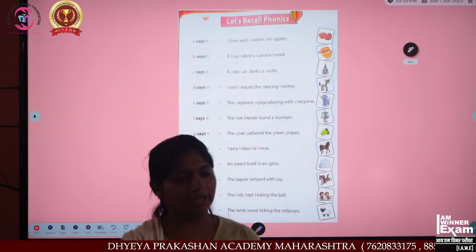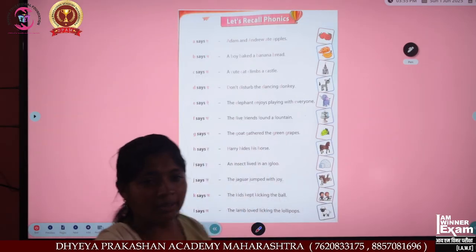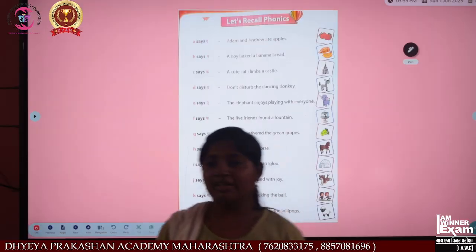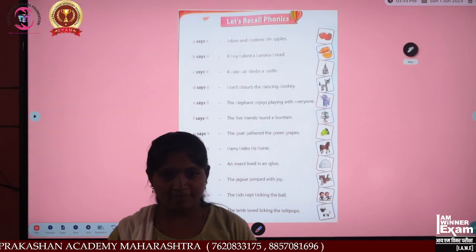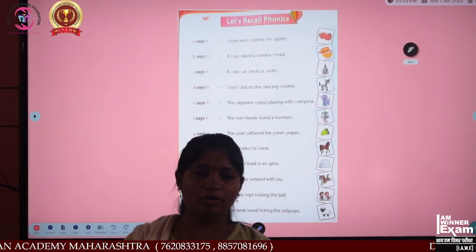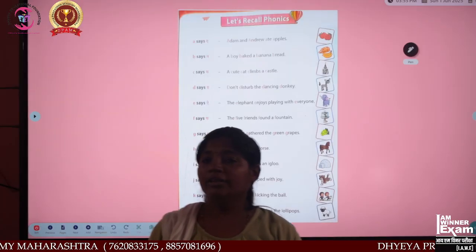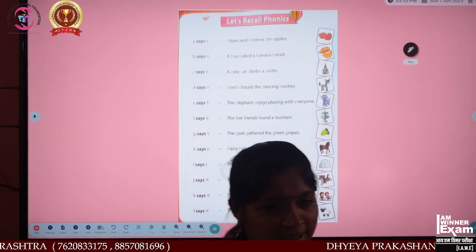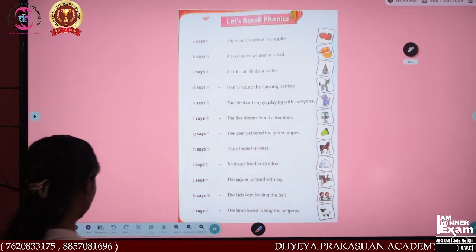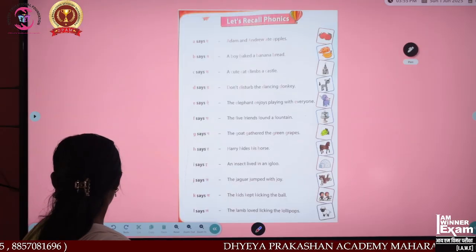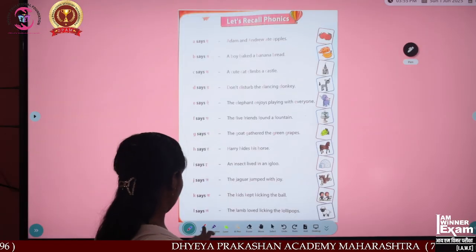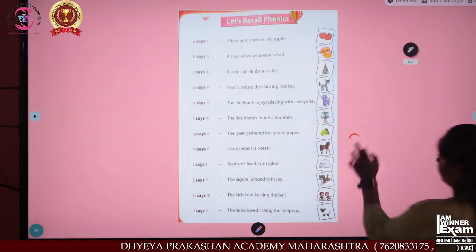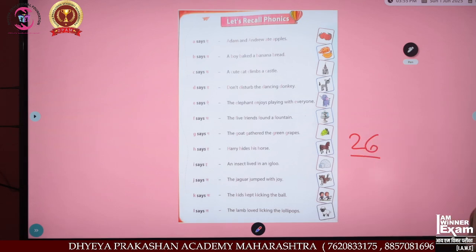Today we are going to learn phonics. An alphabet is a set of letters that we use to make words. There are 26 letters in the English alphabet.